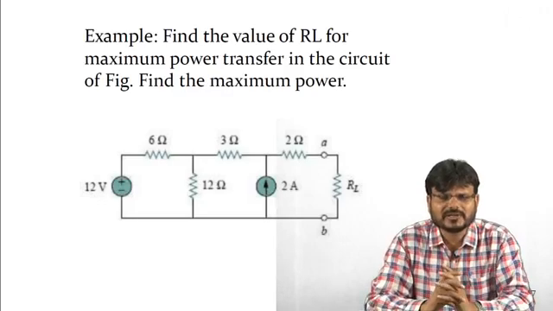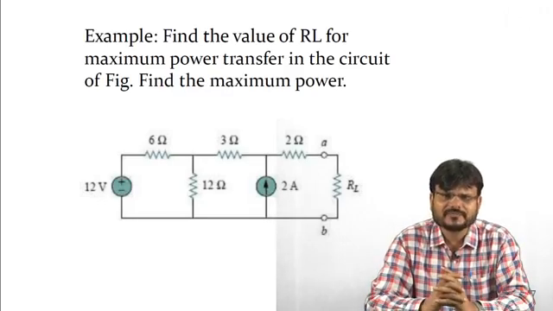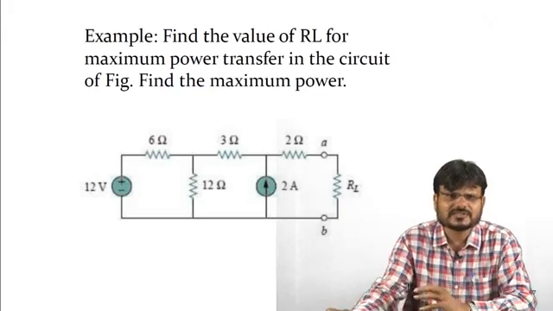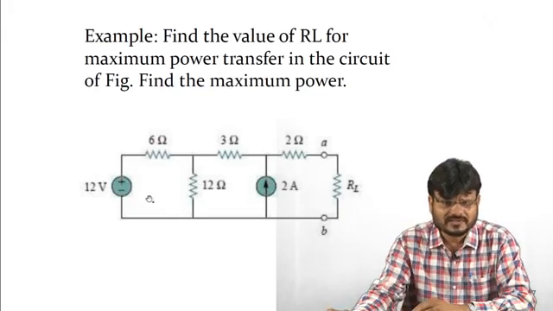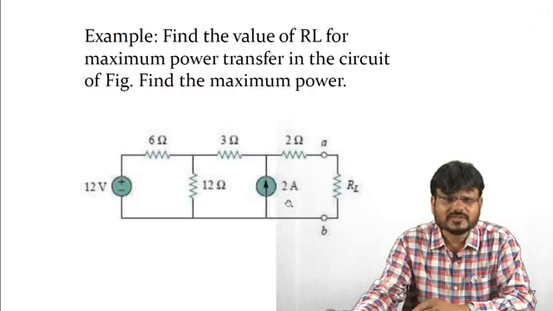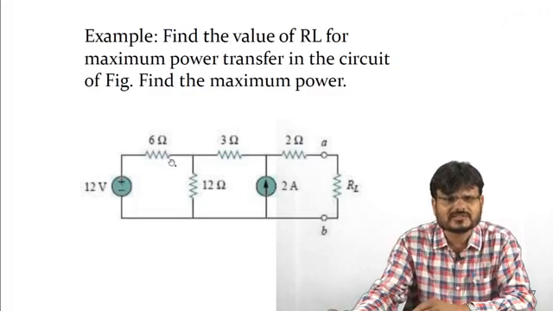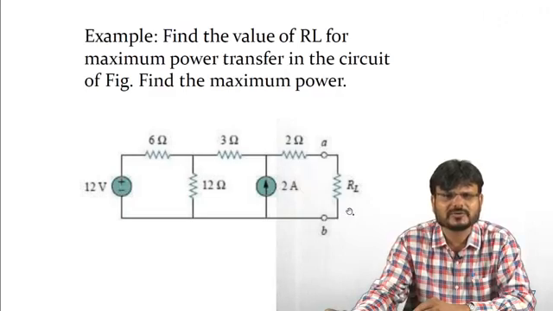Now with the help of one example, we can understand the maximum power transfer. Here you can see there are two sources: a 12 volt voltage source and a 2 ampere current source. It is connected in this manner. There are resistances of 6 ohm, 12 ohm, 3 ohm, 2 ohm, and this load resistance RL. Now you have to find the maximum power transfer from this circuit.